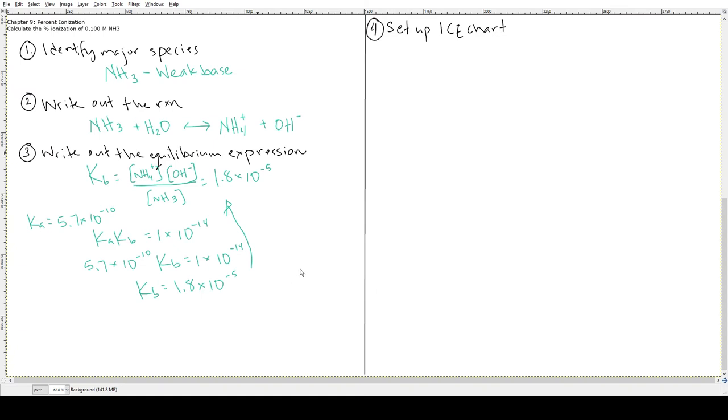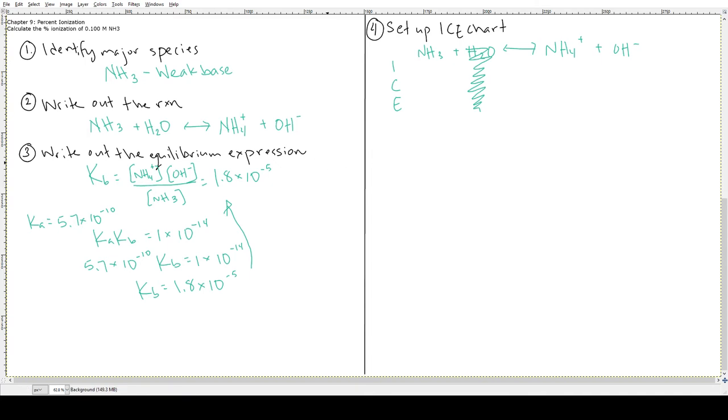Okay, so let's write ICE down the side, our equation up at the top. You don't have to include water in this if you remember that water is not included in ICE charts. I like to include it and then cross out water so that I know it exists but is not factoring in.